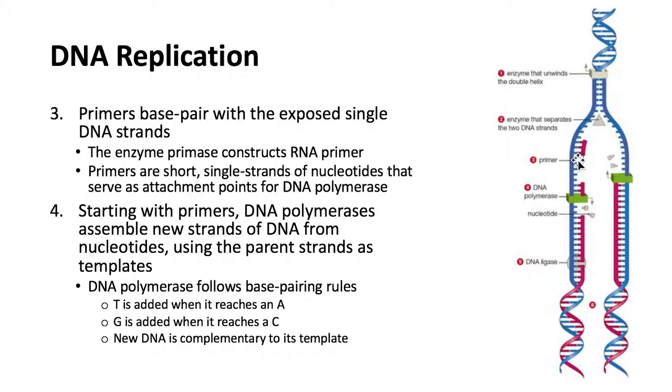T is added when it reaches an A. A is added when it reaches a T. G is added when it reaches a C. C is added when it reaches a G. So you're going to start building DNA strands here, and you're going to start building new strands here.